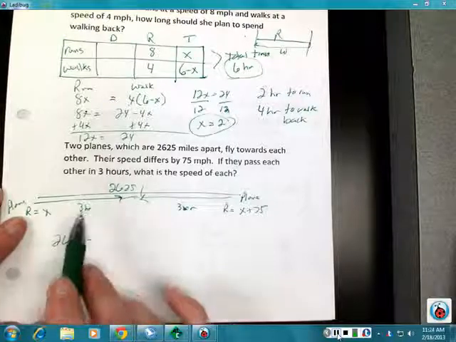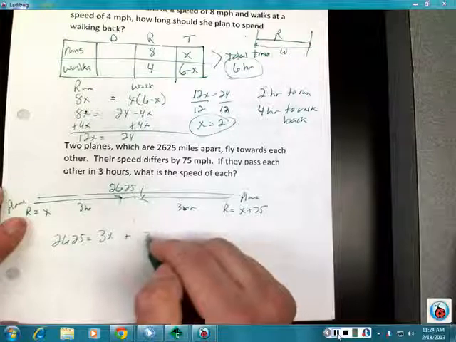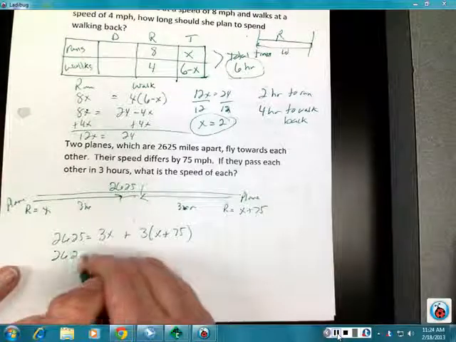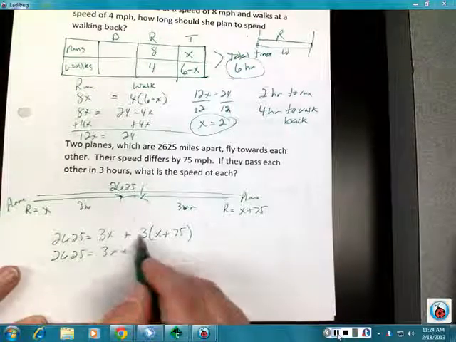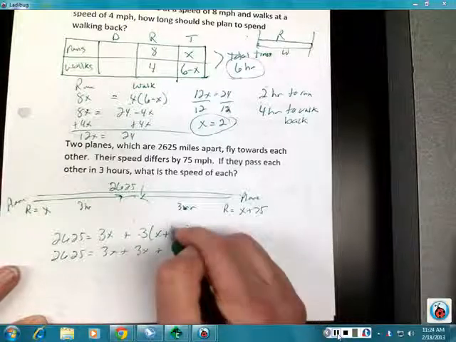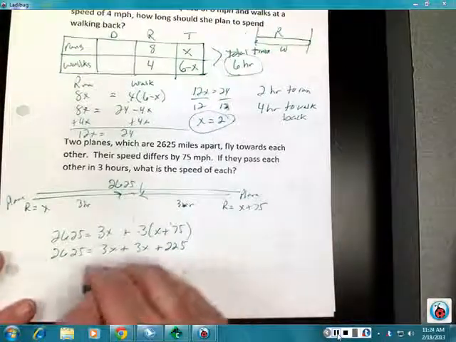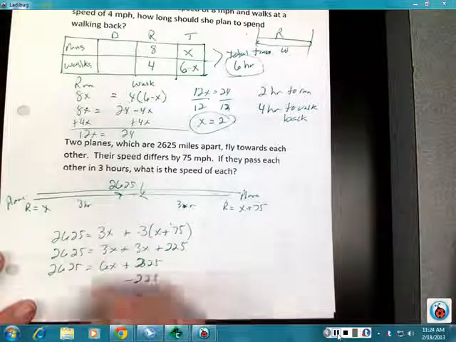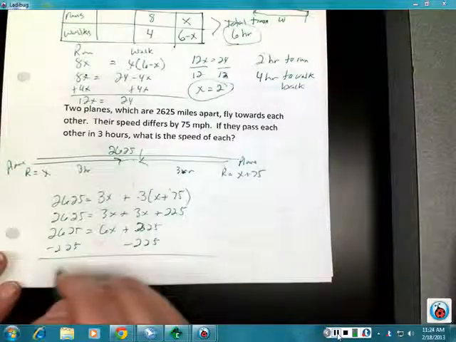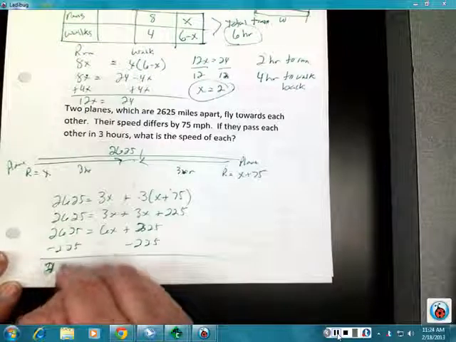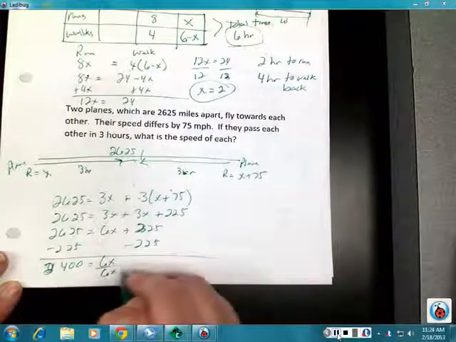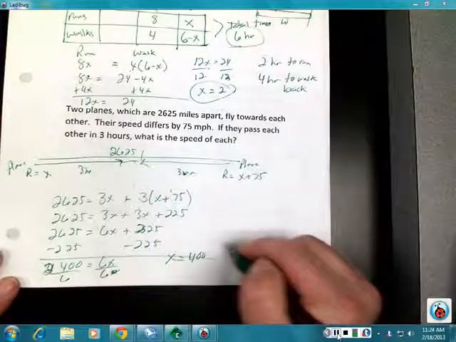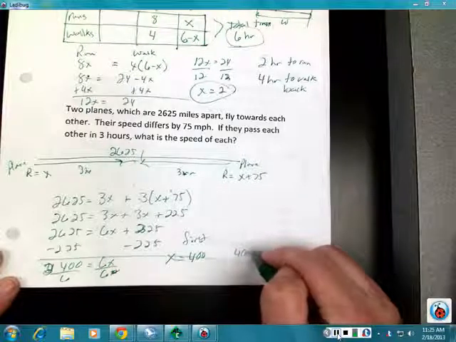So what do we know? Rate times time. So X times 3, or 3X, plus 3 times X plus 75. And we can end up solving this. 2,625 equals 3X. 3 times X is 3X. 3 times 75 is 225. So I have 6X plus 225 equals 2,625. Subtract 225, and I end up with 2,400 equals 6X. Divide by 6. So X, the first plane, is flying at 400. And the second plane, 400 plus 75, is 475.